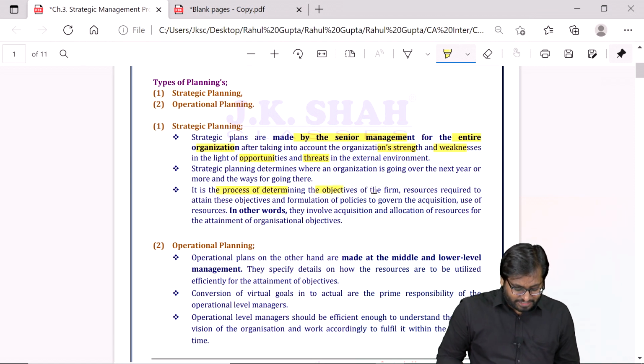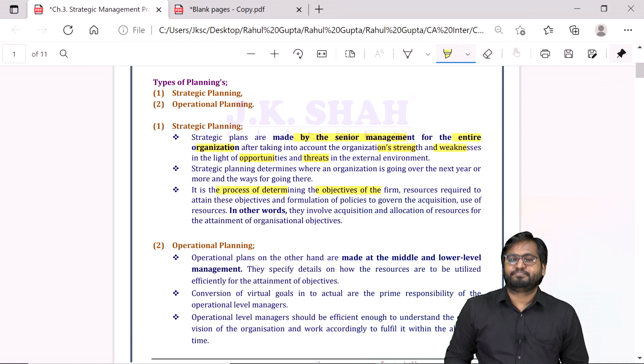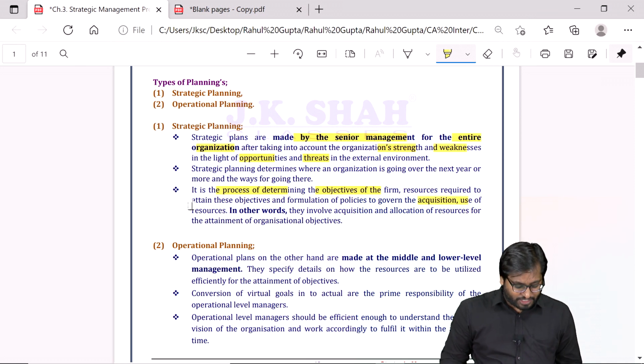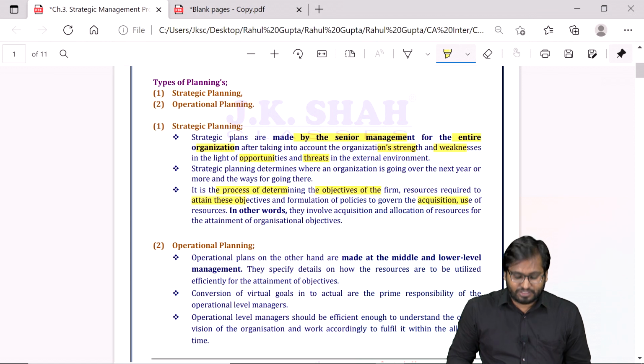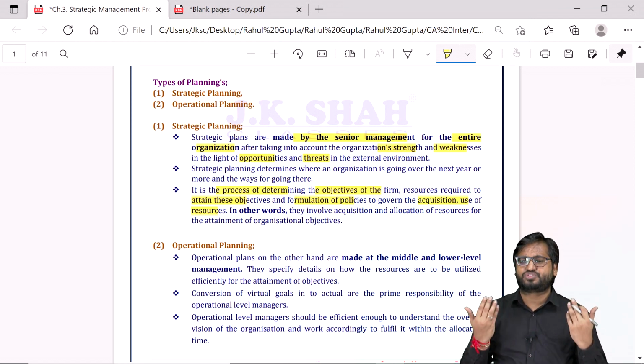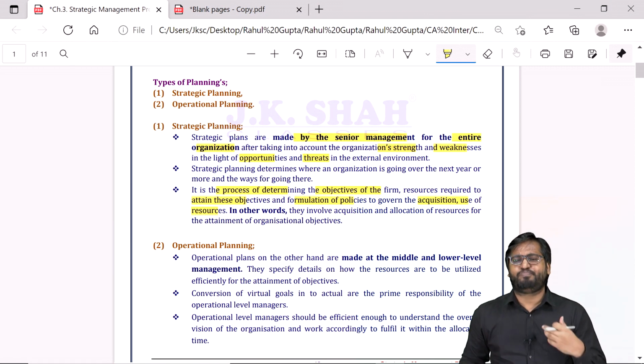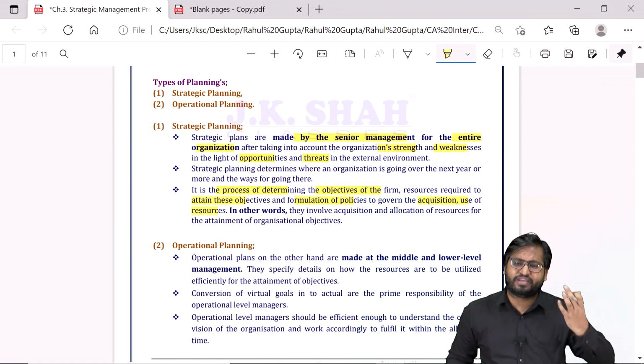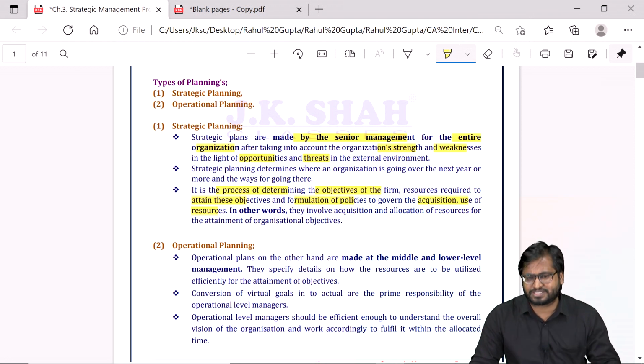Process of determining the objectives of the firm, the resources required to attain these objectives, the formulation of policies to govern the acquisition and the use of the resources. So again, let's take an example in understanding what is strategic planning. We are already into car manufacturing business. We have petrol variant cars, diesel variant cars, CNG variant cars.